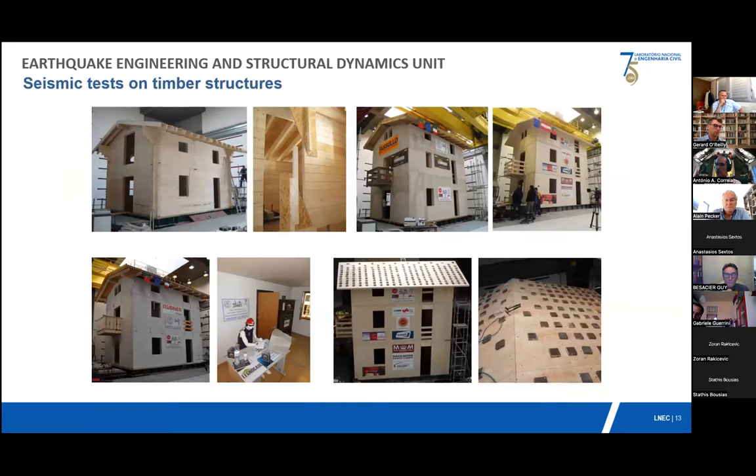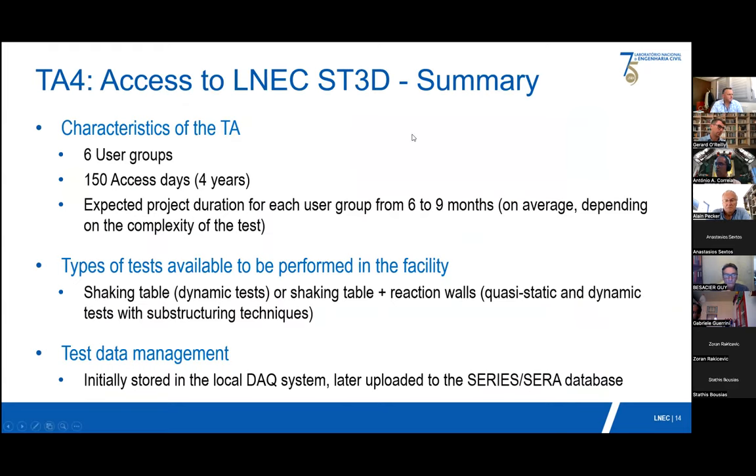A number of tests also on timber structures and on other types of materials and mixed typologies of structures. So, as a summary, in terms of the TA access, the characteristics of the TA that we are offering within SERIES correspond to access given to six user groups with 150 access days throughout the 4 years of duration of the project, with an expected project duration for each user group which will go from 6 to 9 months on average.